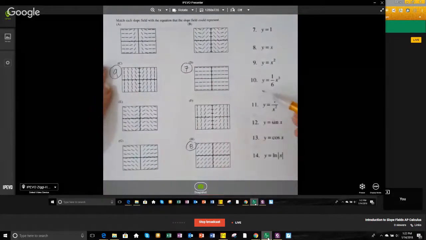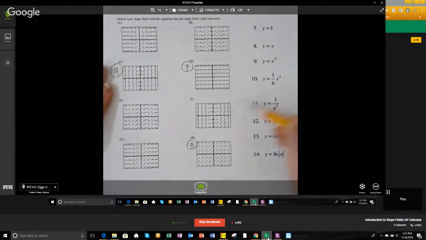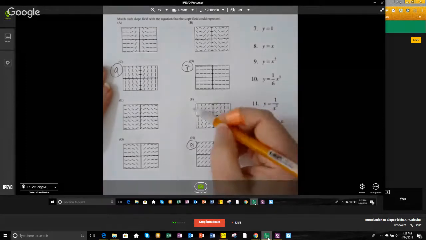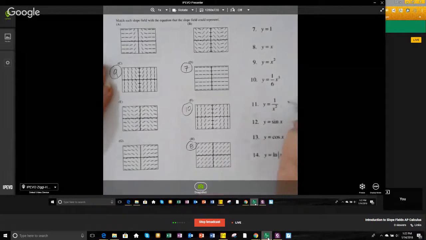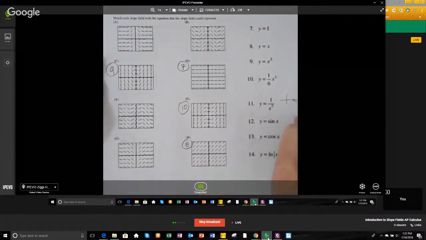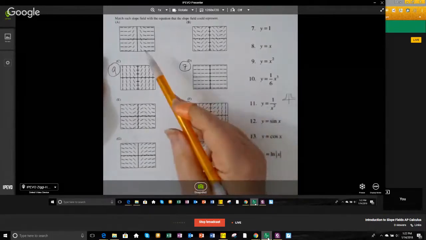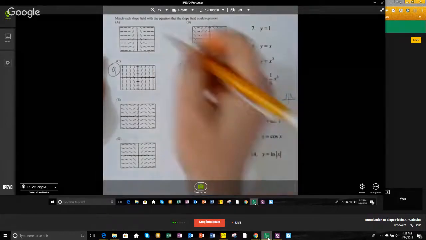All right, y equals 1/6 x cubed. Do you see a cubic anywhere inside these parent functions or inside these slope fields? I say, do you see the cubic here? So 10 has to be F. 1 over x squared. Back in the day, we studied power functions, and 1 over x squared looks like this. Do you see anywhere where you might see tangents to 1 over x squared? And I think that would have to be this one as a solution. So that would be number 11.